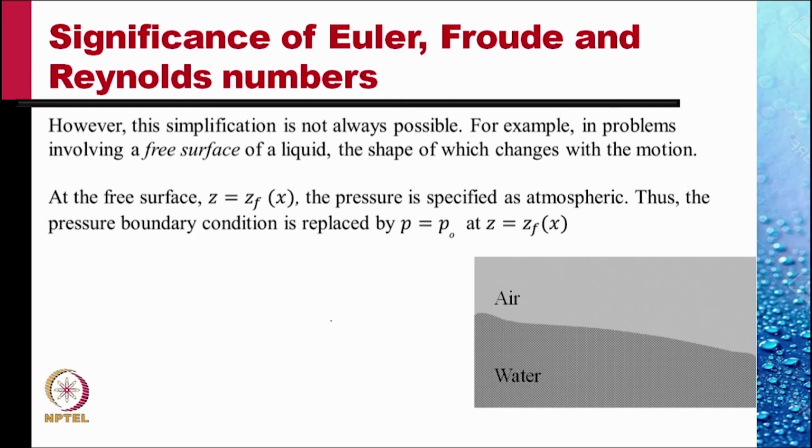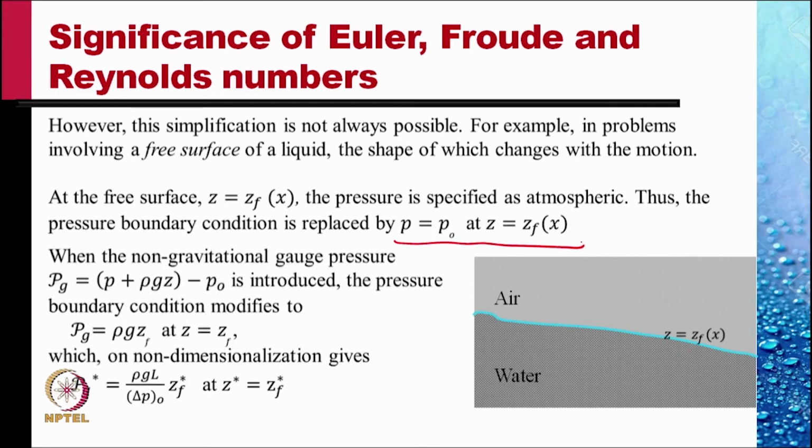For example, in problems involving a free surface of the liquid, like shown here, this shape changes with motion. The free surface is specified as Z is equal to ZF of X, and the pressure at this point is P naught everywhere. So, the boundary condition is replaced by P is equal to P naught at Z is equal to ZF.